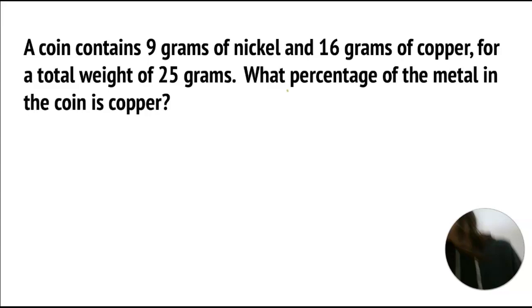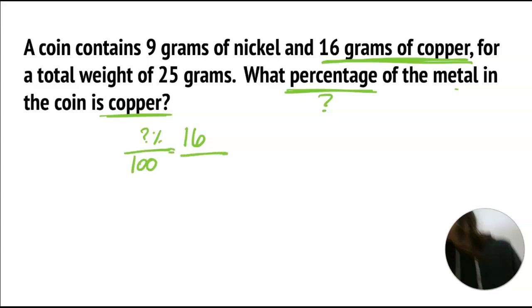All right, well, there's the copper, and that's just the part, right? We want to know what the percent is. How am I going to find the total? Should I add it all up? 9 plus 16 plus 25. Let's see what that gives us. 50. Okay, so it's 16 grams that are copper out of a total of 50 grams for the entire coin.